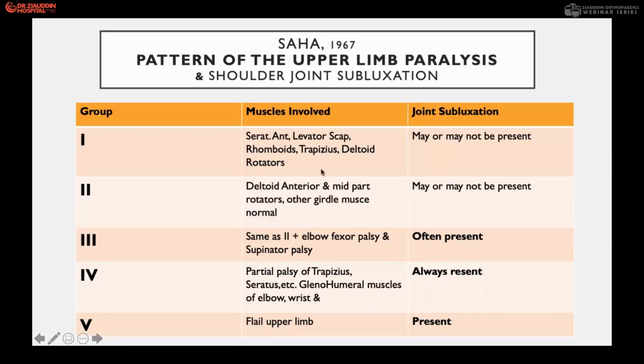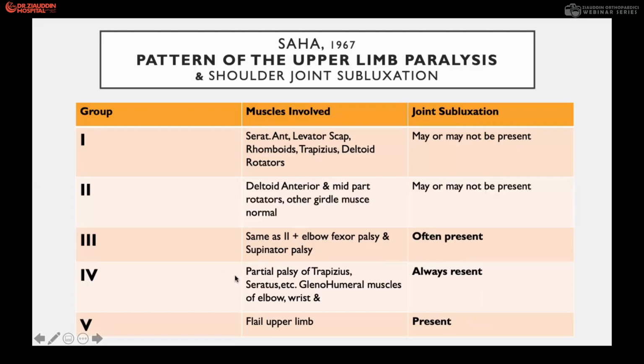shoulder joint. But when the deltoid anterior and mid-part rotators are involved, but other girdle muscles remain normal, there may or may not be subluxation of the shoulder joint. But when there is type 2 paralysis with elbow flexor paralysis and supinator palsy, often there may be subluxation of the shoulder joint.